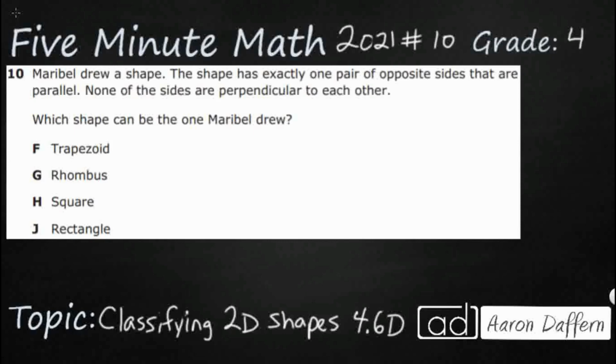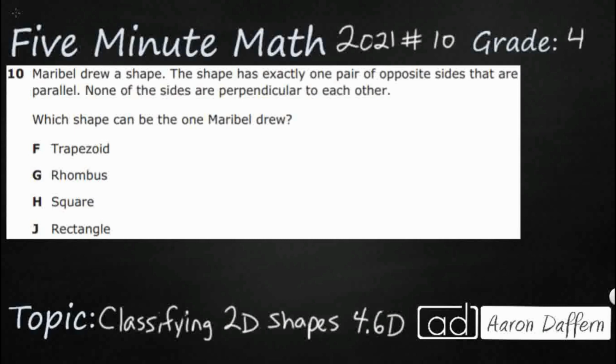Today we are looking at the 4th grade concept of classifying two-dimensional shapes. This is standard 4.6D in the great state of Texas, and we are using item number 10 of the 2021 released STAAR test. If you have not done so already, please go ahead and take a moment to pause the video, work this problem out on your own, unpause it, and then we will look at our answers together.